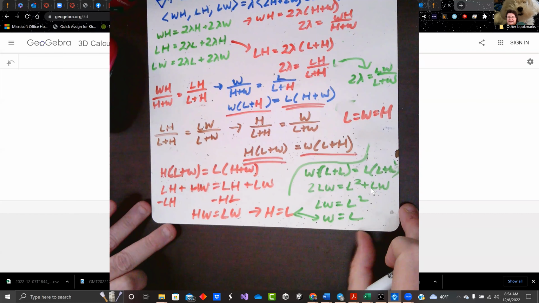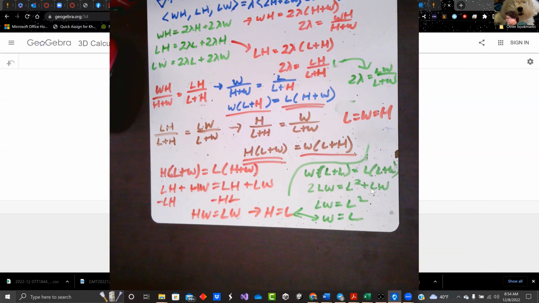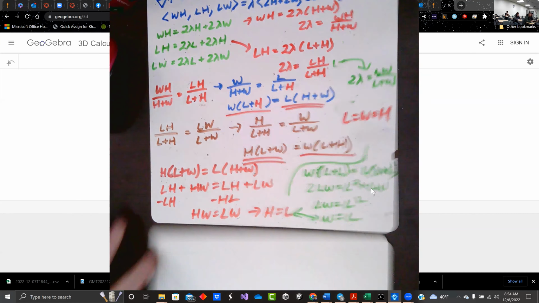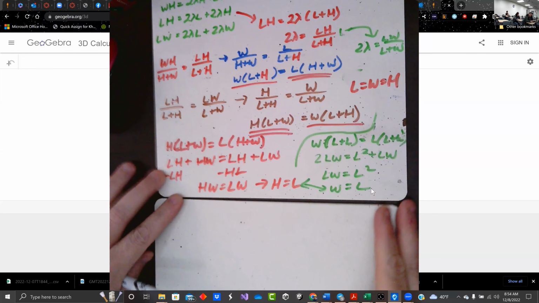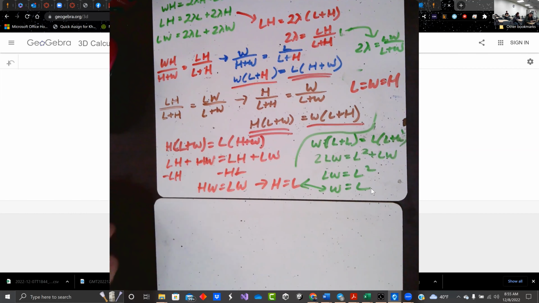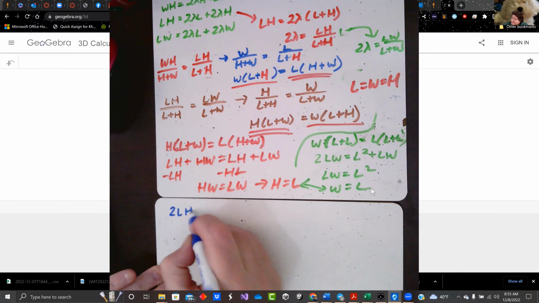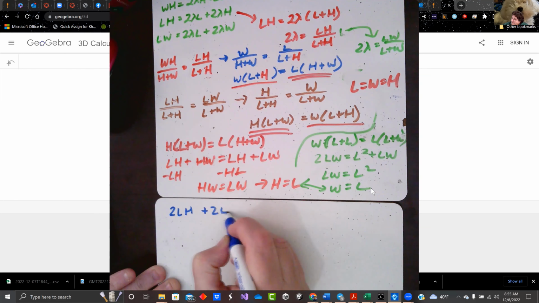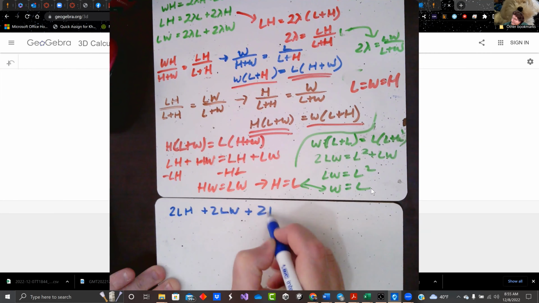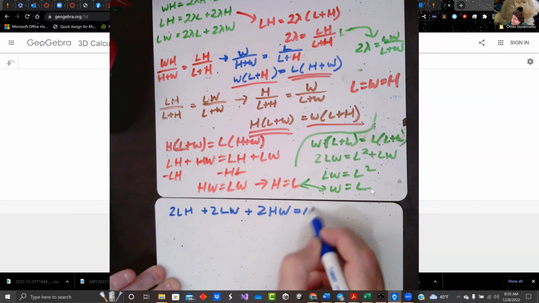And now we just got to find out what that value is. I need to clear a board. Right. We're going back to the constraint function. Two LH plus two LW plus two HW equals 100.